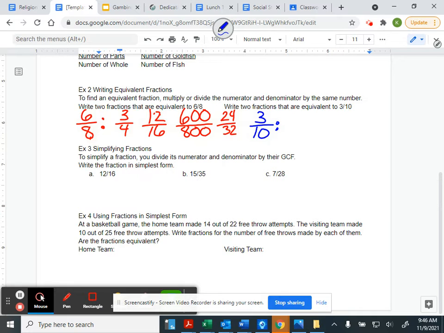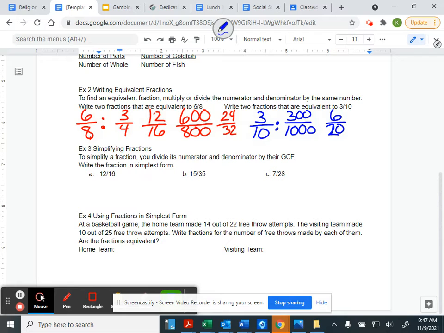Yep. 300/1,000. If I multiply 3 by 100, I get 300. If I multiply 10 by 100, I get 1,000. What would be another one, Zoe? 6/20. If I multiply by 2, 3 times 2 is 6. 10 times 2 is 20.